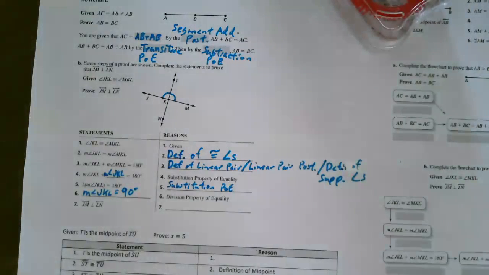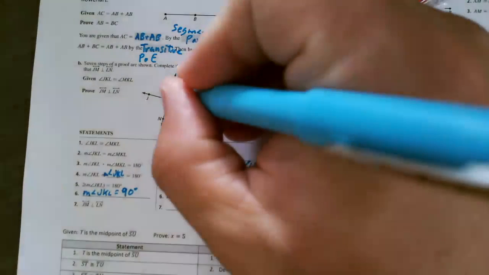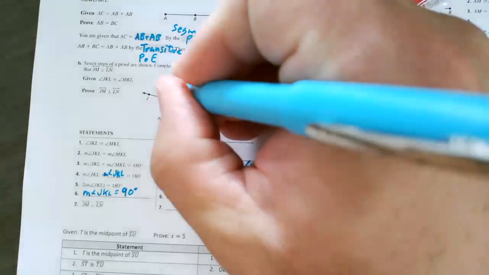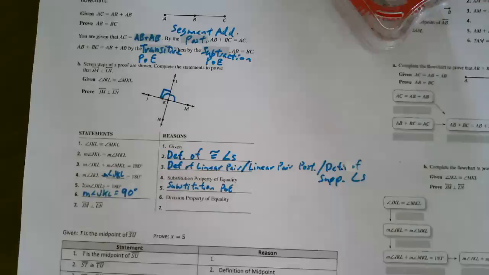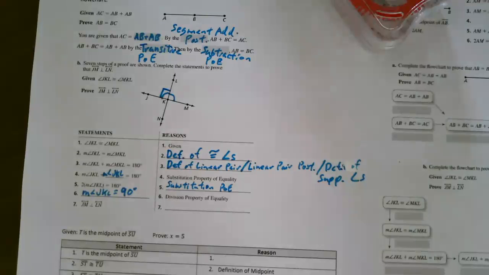Okay, but what do we call it? When an angle is 90 degrees, it is a... I start with an R. What? A right angle. All right. So JKL is a right angle. That's what the symbol is. It's our right angle symbol.